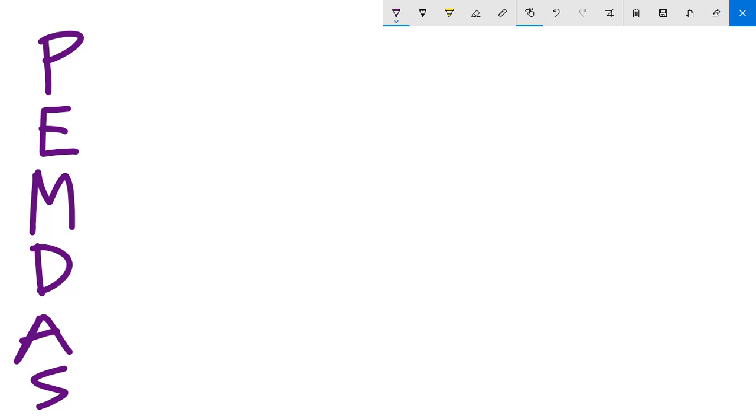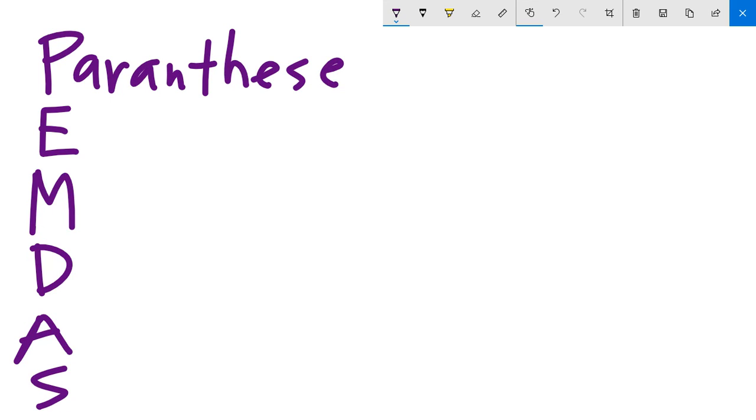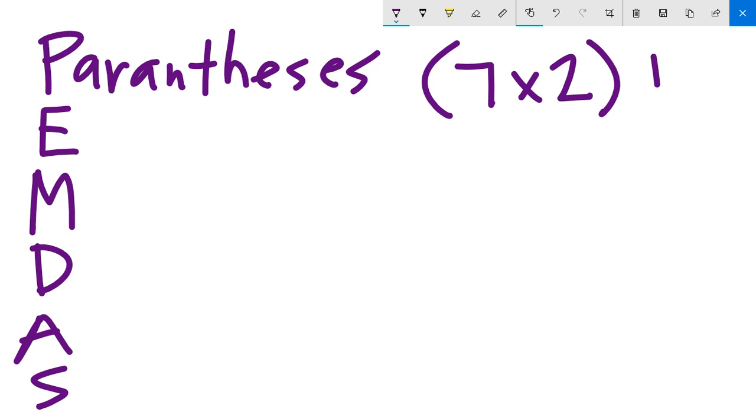The P stands for parentheses. So when you're in a math problem and you see parentheses, so let's say parentheses 7 times 2 plus 3, the thing you're going to do first is the 7 times 2 because it is in that set of parentheses. That is what you do first. So the next letter stands for exponents.